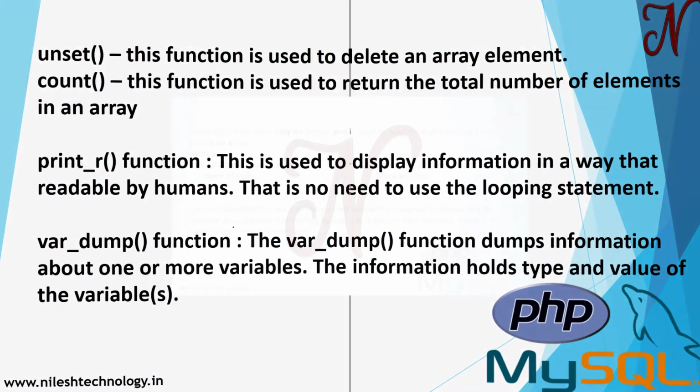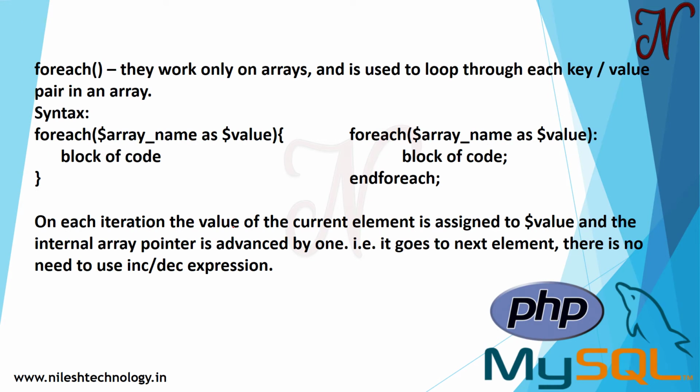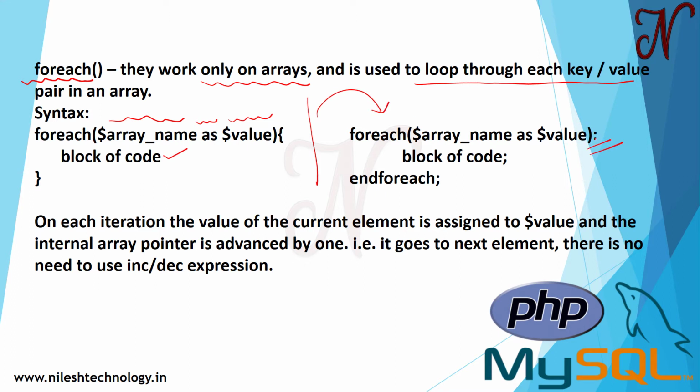Okay, so next one is that there is one more loop in PHP, that is foreach. Okay, so this is like a for loop. So it works only on arrays and it is used to loop through each key value pair in an array. So see, this is the syntax for foreach, pass here the array name, then there is the keyword as, and here pass one variable $value, and this is your block of code. So same here, this is another syntax in PHP. By using the foreach, here use the colon, and there is one more keyword, endforeach, semicolon.